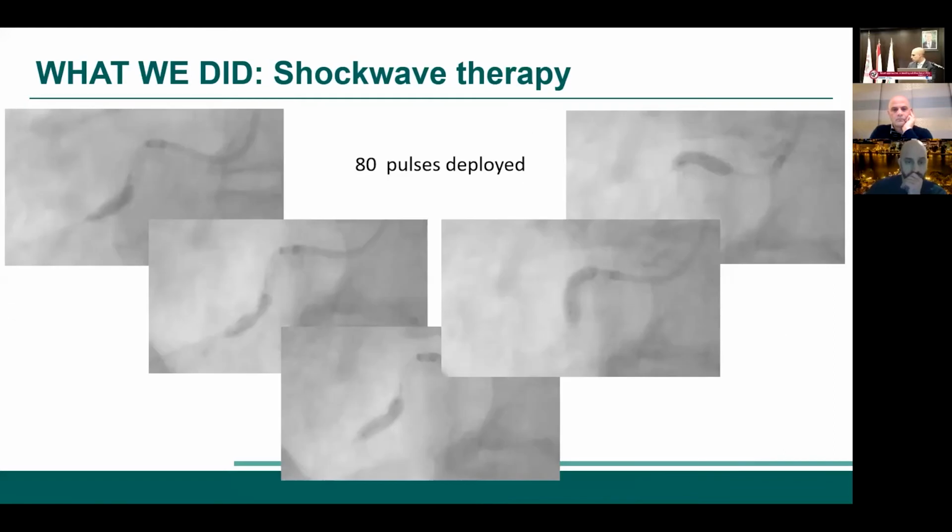This was a year and a half ago, when it was still relatively new on the coronary aspect. We said, let's do it. And I'll show some slides toward the end on how it works, the mechanisms of function. But using, you see our guideliner, we're there at the first curve. We were able to deliver the balloon. We gave the 80 pulses. And we were happy.